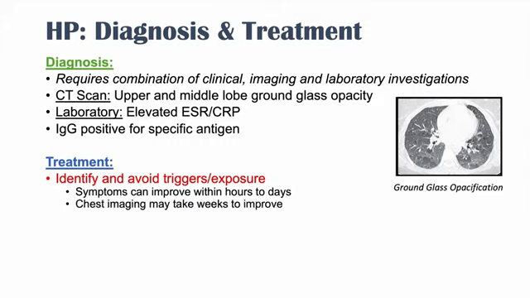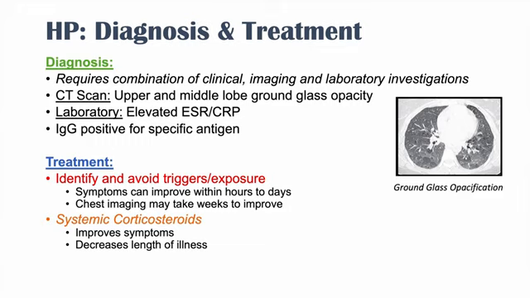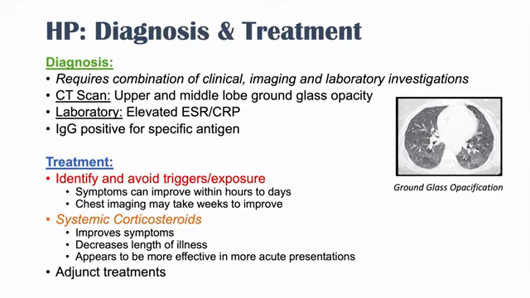When we look at the imaging, though, if they've had some imaging abnormalities, those chest imaging abnormalities may take weeks to improve. You can start them on systemic corticosteroids to help with that inflammatory response. This improves their symptoms, and it may actually decrease the length of illness, but it appears to be most effective in the more acute presentations. But if they have left it, if they've been exposed to a particular antigen for a long period of time and they go into the subacute and chronic stages of hypersensitivity pneumonitis, the systemic corticosteroids might not be as effective. You can also use some other adjunct treatments as well.